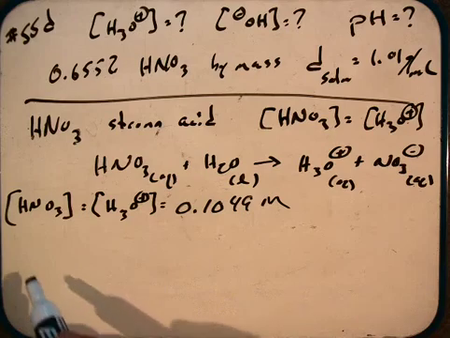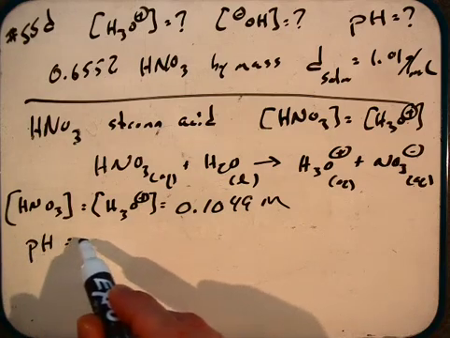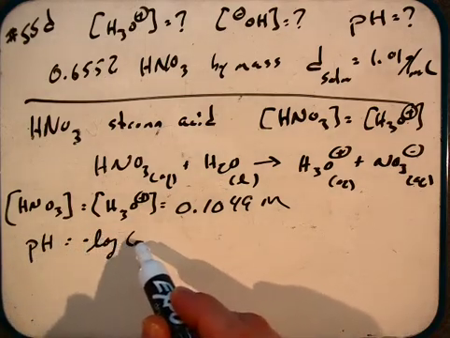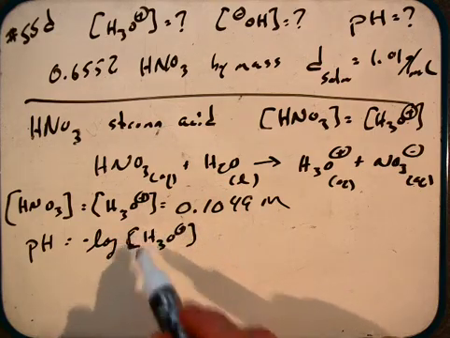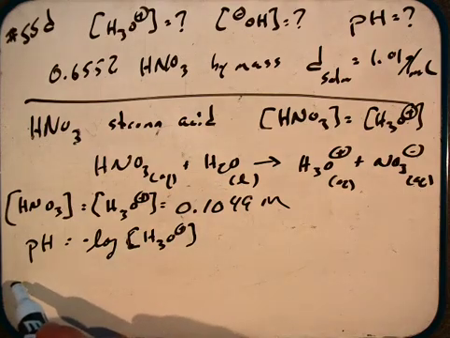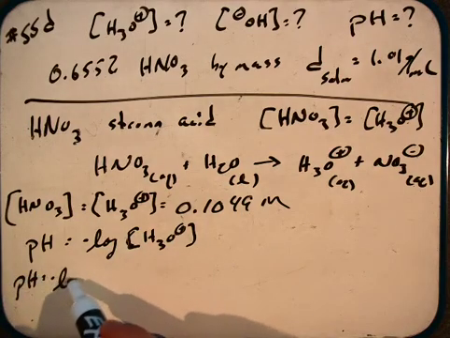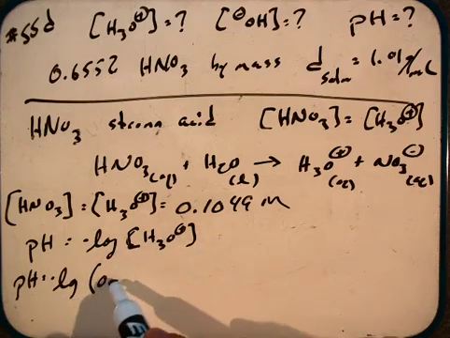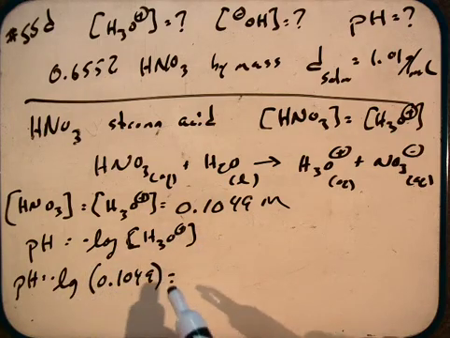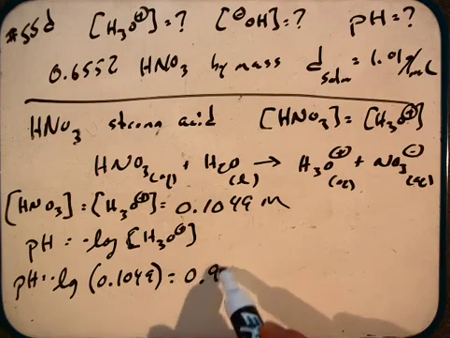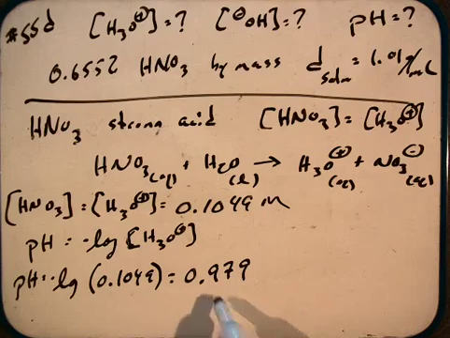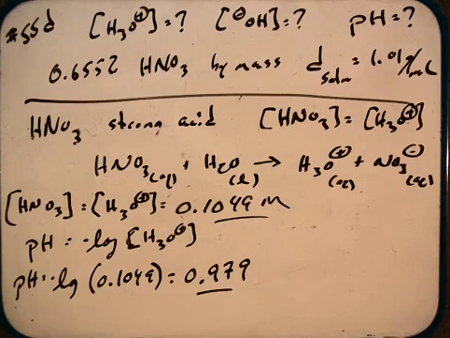So from that we can figure out a pH, right? pH is equal to the negative log of hydronium ion concentration. So we have the pH is equal to that negative log of 0.1049, and that would be a pH equal to 0.979. So there's your pH as a result of that concentration of hydronium ion.